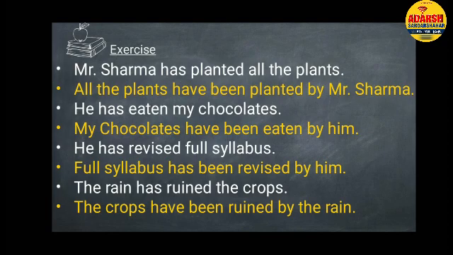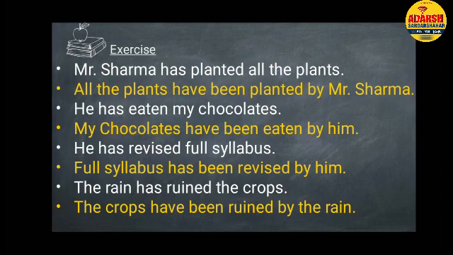Now, because my chocolates is plural, here we use have been, and in this we added only been. So here is the sentence: my chocolates have been eaten by him.